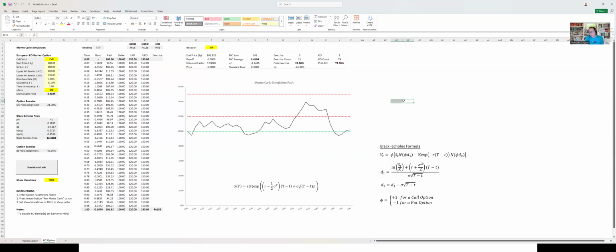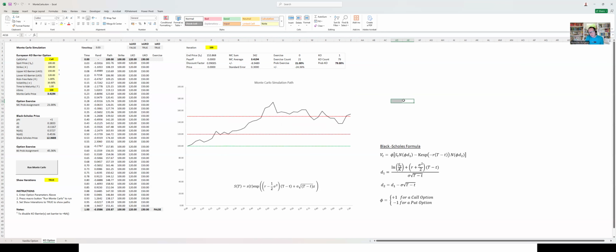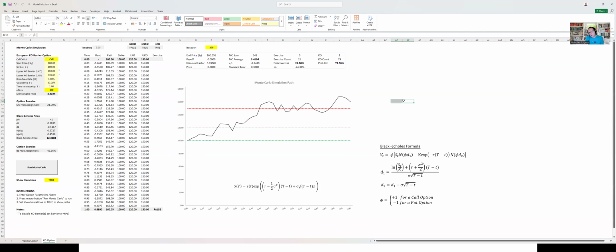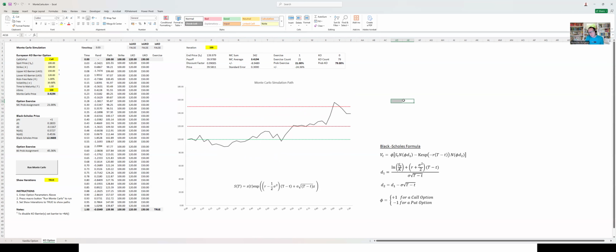Let's run a few, see if I can get one that's in there. So this one, I would have been in the money, but I've knocked out. This one, I'm almost in the range, but I knocked out because I'm above the higher barrier again. And if I keep refreshing and get one like this, I'm not knocked out. I do exercise, and this one has a payoff.